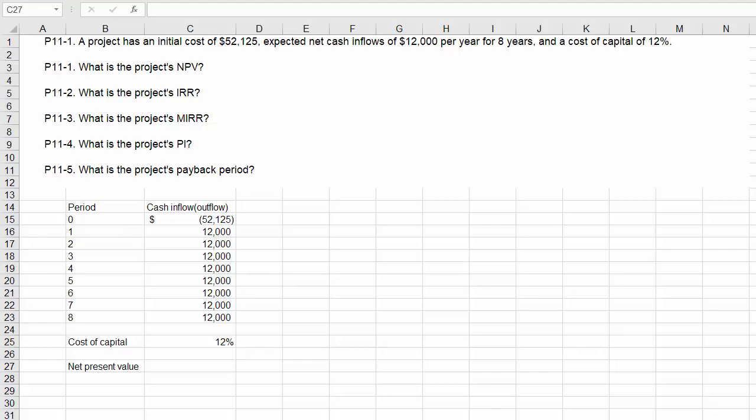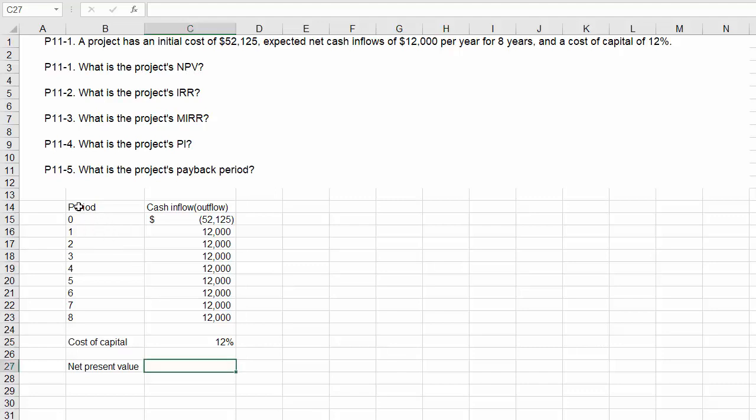Let's take a minute and work through these five capital budgeting questions. We'll do the first one first. A project has an initial cost of $52,125. It has expected net cash inflows of $12,000 per year for 8 years and a cost of capital of 12%. So P11-1 says, what's the project's net present value?